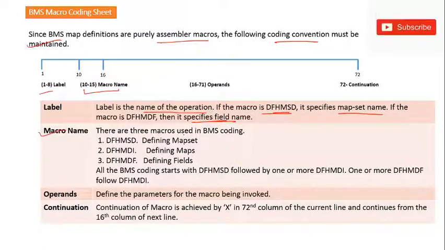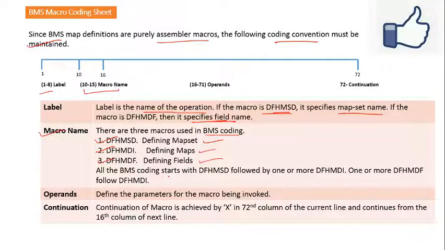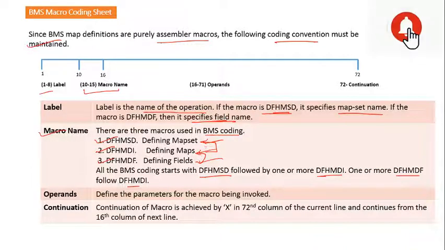There are three types of macro which are used in BMS coding. First is DFHMSD, which defines the map set, DFHMDI, which defines maps, and DFHMDF, which defines fields. All the BMS coding starts with DFHMSD followed by one or more DFHMDI, and one or more DFHMDF follow each DFHMDI. Means this follows this map, and this map follows the map set.